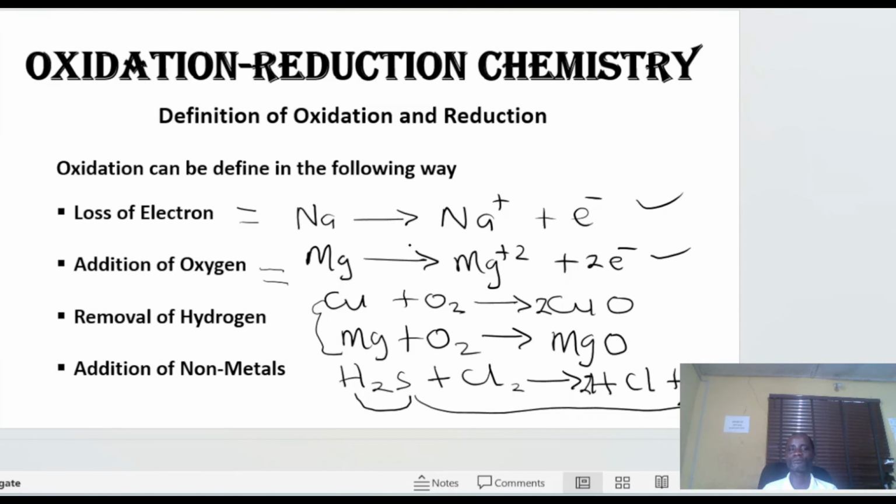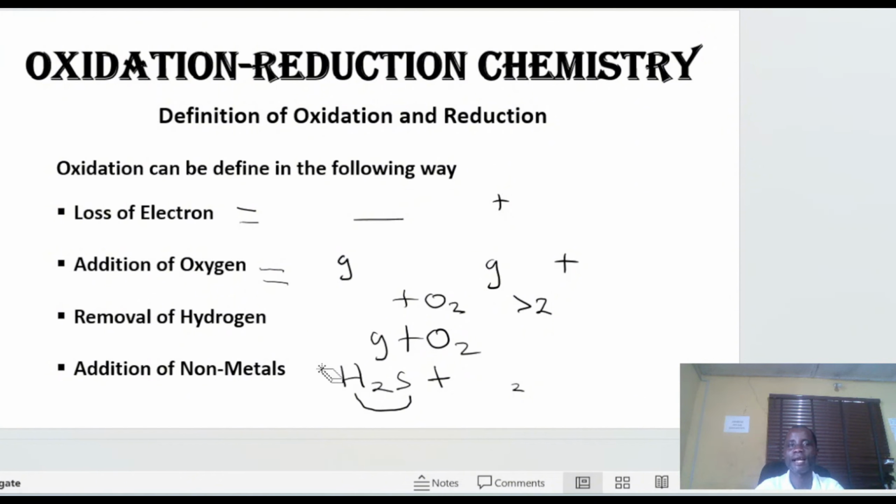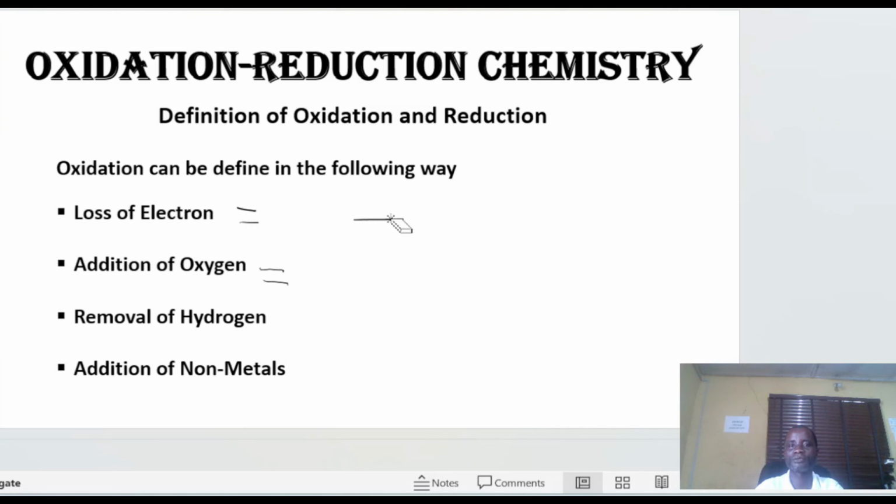Okay, addition of non-metals. Addition of non-metal can also be defined as oxidation. For example, let's look at the reaction between iron 2 chloride and chlorine gas. When iron 2 chloride reacts with chlorine gas, it will give what we call iron 3 chloride. Let's support it with the equations.